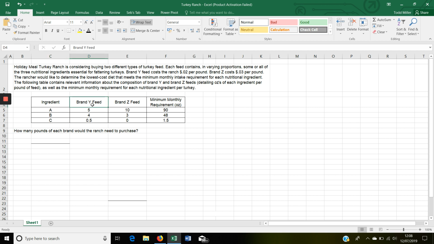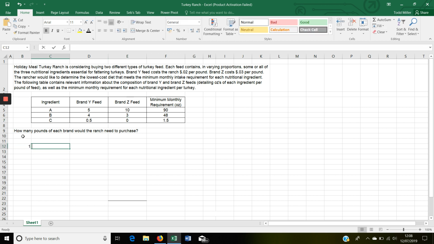Brand Y feed. This is per pound. These figures here are the amount of ounces of each ingredient that is found in your pound of brand Y feed. So for example, in a pound of brand Z feed, you have 10 ounces of ingredient A, 3 ounces of ingredient B, and 0 ounces of ingredient C. Okay, let's jump straight in.